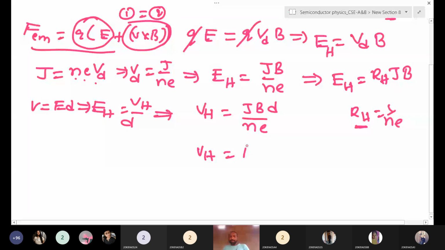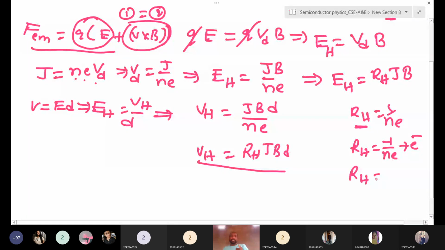Here RH is equal to 1 by E. If you take electrons, it is 1 by Ne for electrons, because the electron charge is negative. If you want to derive it for holes, you can derive it by the same process. So it is 1 by Pe for holes. Here the hole charge is positive, so this RH is positive. This is the Hall coefficient. You have this experiment also.